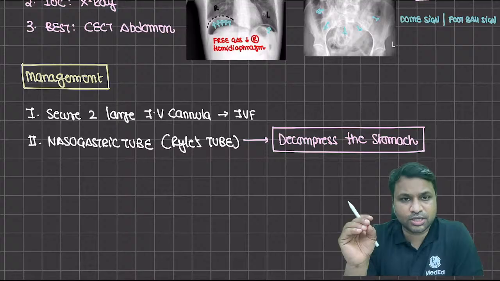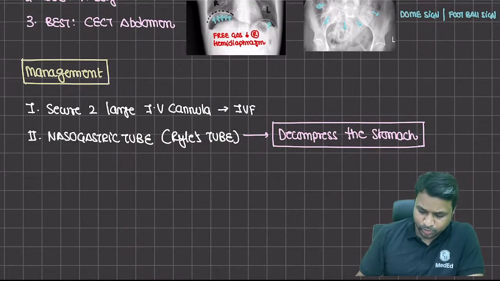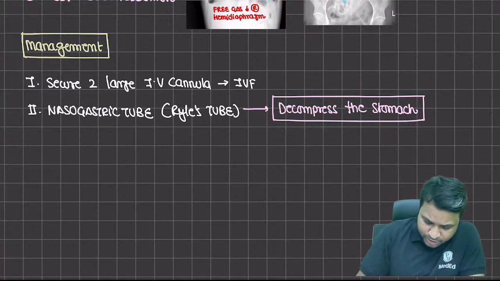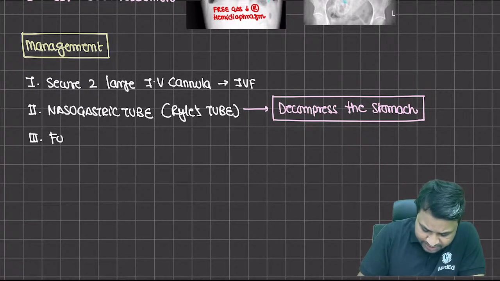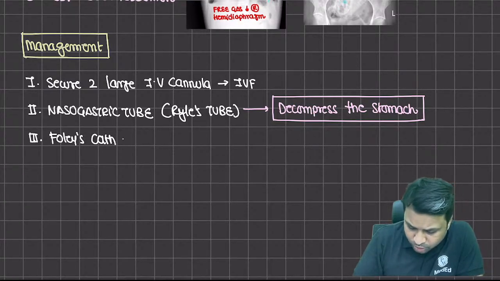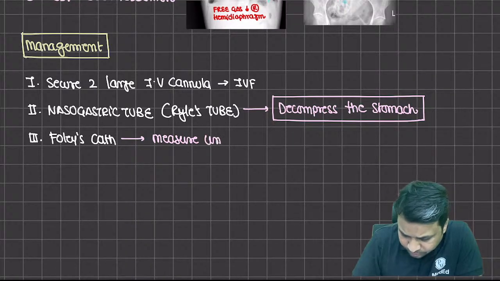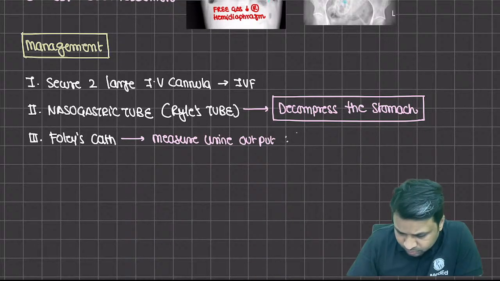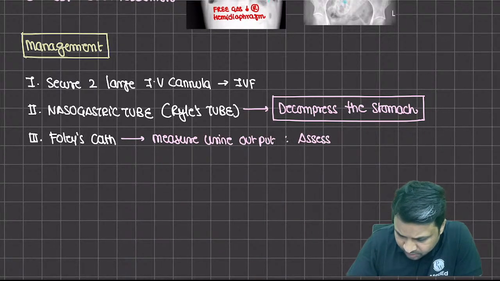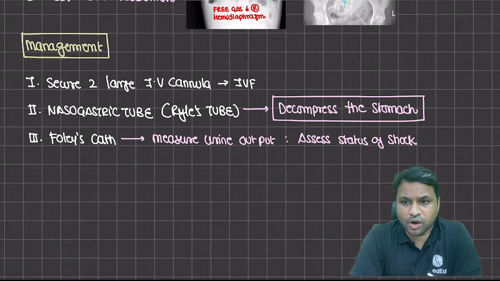So secure two large IV cannulas, start the patient on IV fluids, and then put the nasogastric tube in order to decompress the stomach. Now, once you put the nasogastric tube, you have to put a Foley's catheter. Foley's catheter is basically to measure the urine output in order to assess the status of shock.